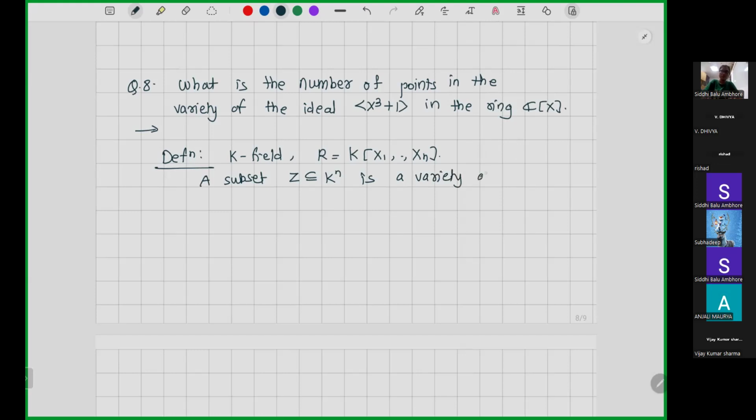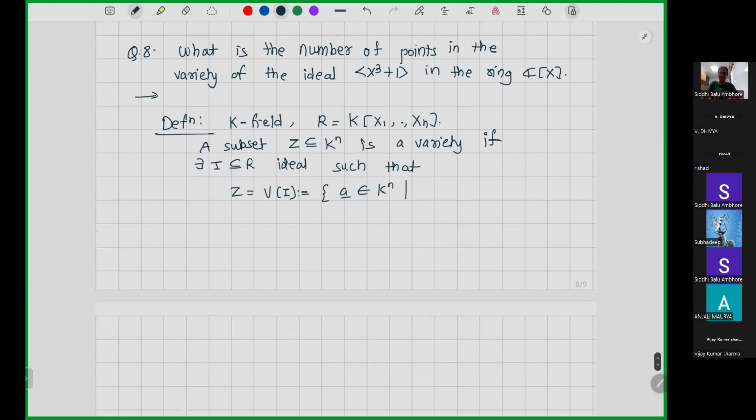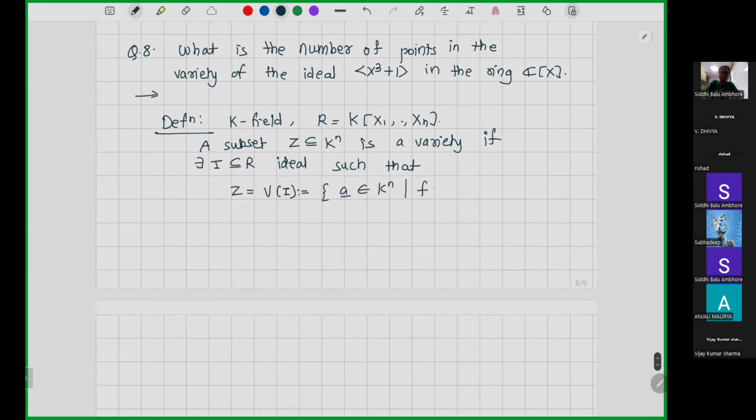A variety: if I is contained in R, there exists an ideal I in R such that Z is equal to V(I), which is equal to the set of A bar, where A bar denotes that it is a vector and not just an element in K, such that f of A is 0 for all f in I.